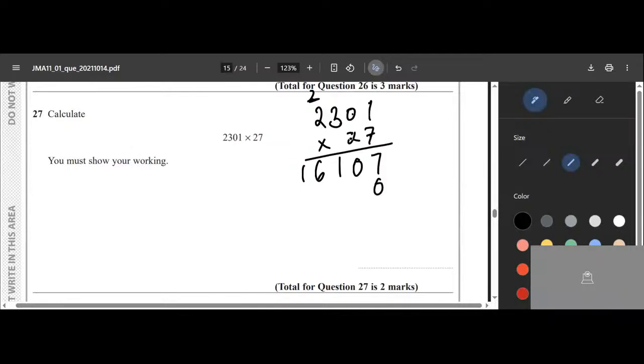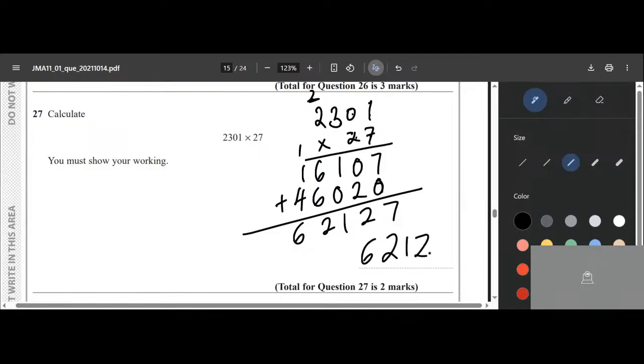Then, because I'm starting under this, this one becomes 0. So we'll say 2 times 1, it is 2. 2 and 0, it is 0. 2 and 3, it is 6. Then 2 and 2, it is 4. Then you add. So we have 7, 2, 1, 12, you carry 1. Then we have here 6. So the right answer is 62,127.